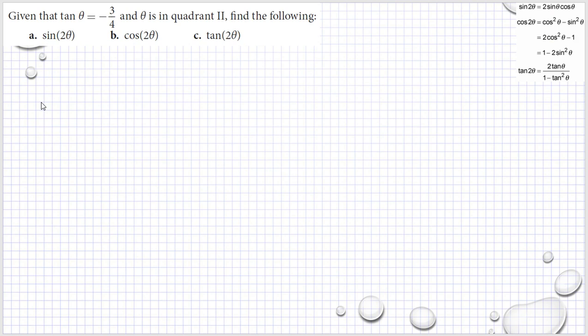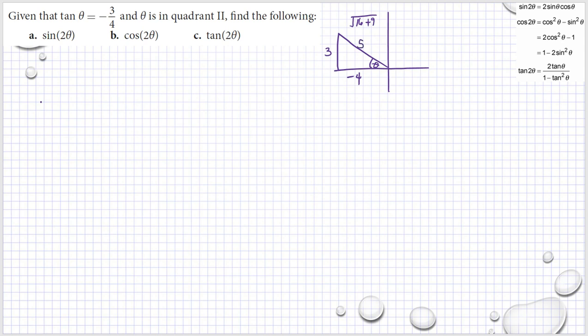Next, given that tangent theta is equal to negative 3/4 and theta is in the second quadrant, maybe it's good to draw the triangle here. This is our theta. Then we have negative 4 there and 3 there. So the hypotenuse will become square root of 16 plus 9, which is 25. So we have 5 there.